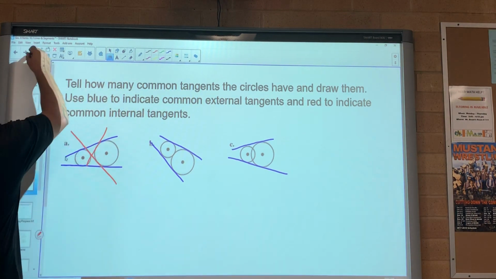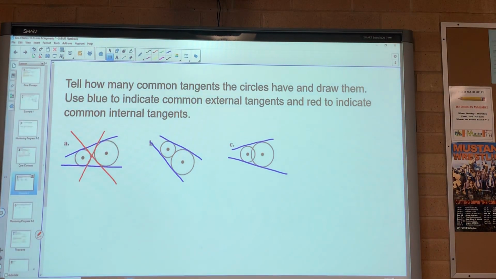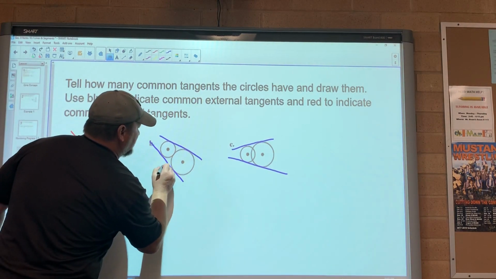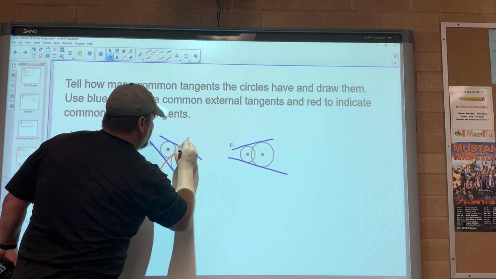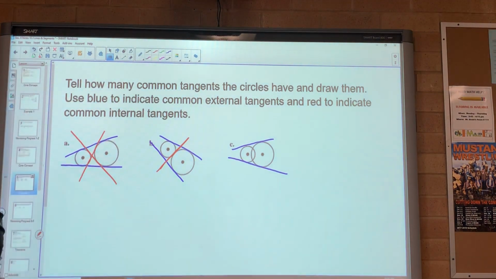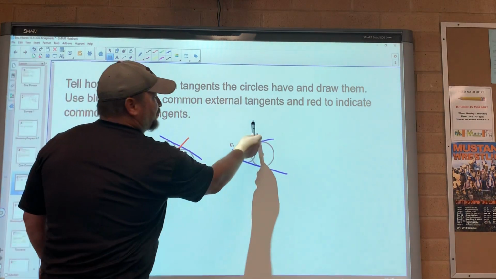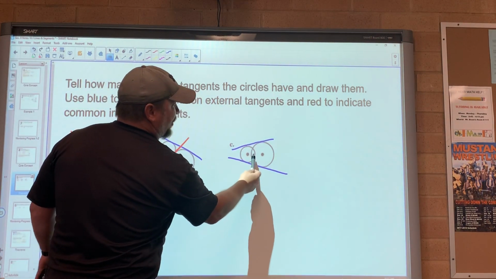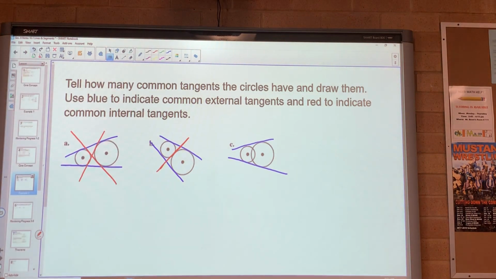Well, you better draw that one a little bit better. And there's that one. So there's two internal on this one. There's only one internal on this one. Better draw it better. And then there is no internal ones on that one, because if I were to draw that one in, it's actually going to go through it, which is a secant, and we don't want a secant, we want tangents.